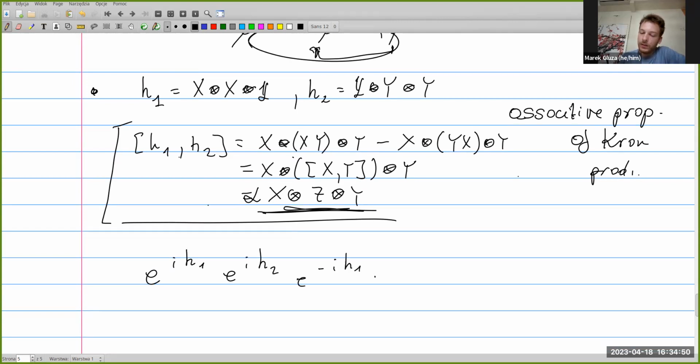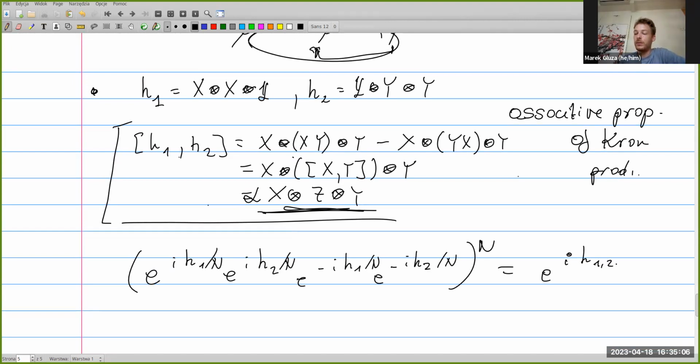Okay, so that would be the meaning of taking e to iH1, e to iH2, e to minus iH1, e to minus iH2, then divide by n, take this to power n, and your homework would be to understand what this 1,2 Hamiltonian is, right? So I kind of solved it for you, but you can ask about the constants here, and you can ask about the error operator.